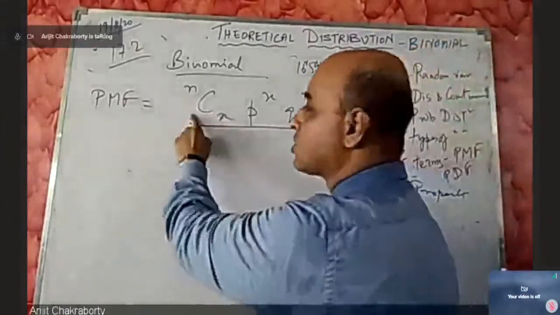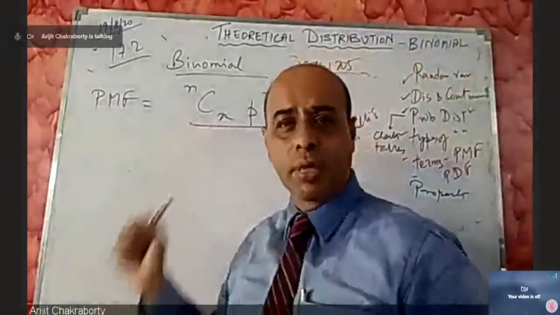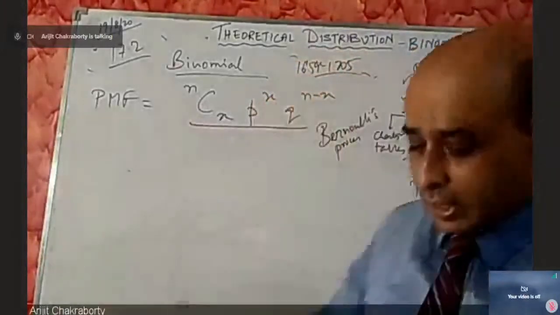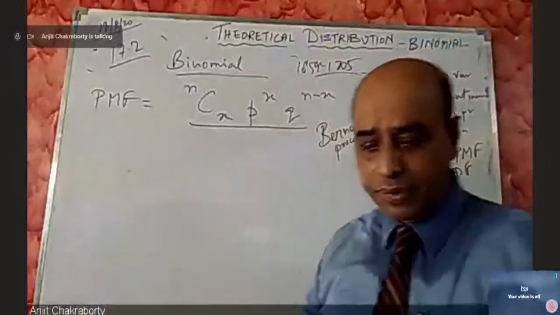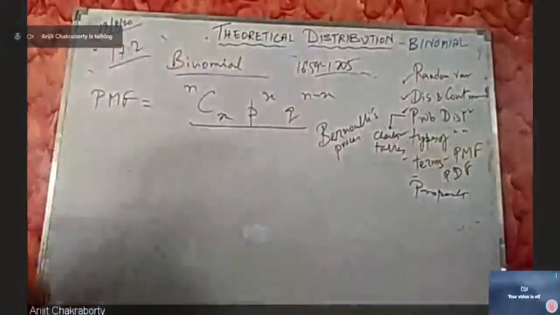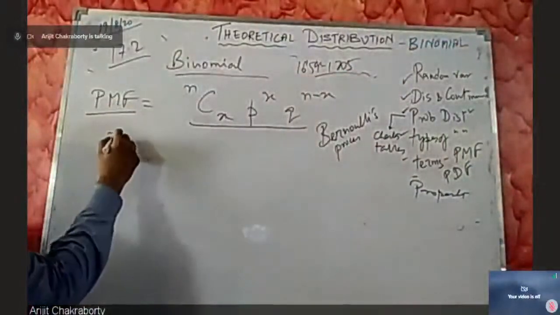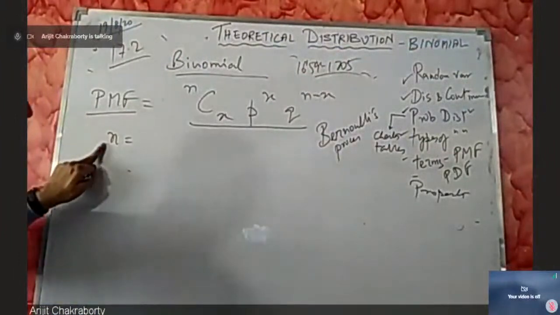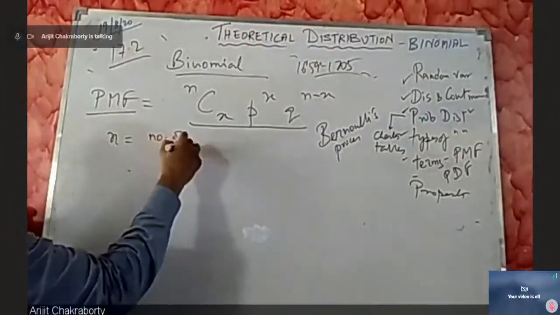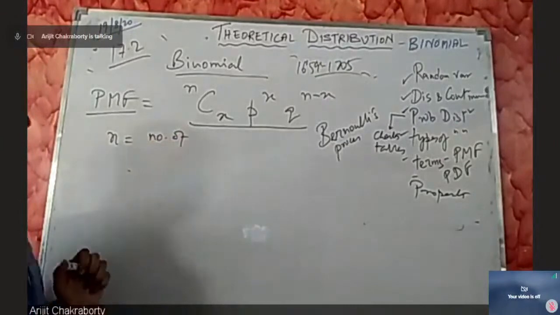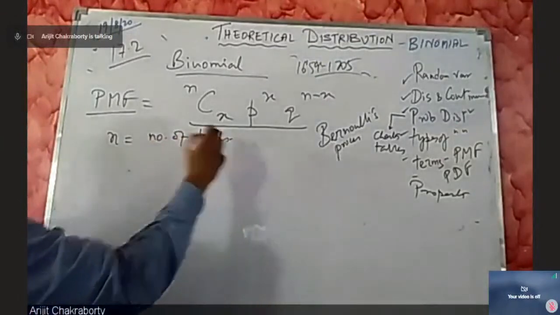nCx you all know, C is combination, which we learned in permutation and combination. Here, what is n? Now let us note each of them. So this is the probability mass function. n is nothing but the number of trials, the total number of trials.